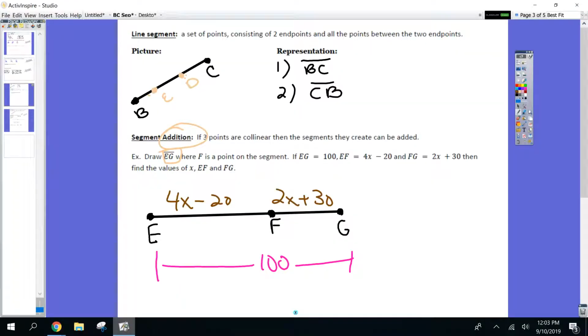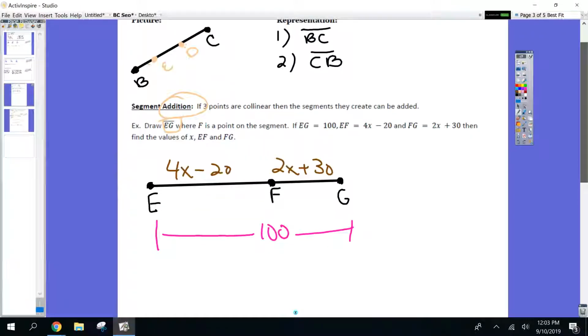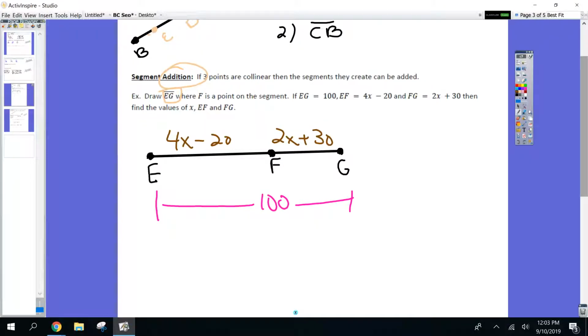17, you're up. How long is the whole thing? 100. What's each piece? What's EF? What's FG? I put them together. How long is it? You were right. I'm just asking again. Okay, so can you write me that now? Put them together and they equal 100. Go ahead. What do you got for me?